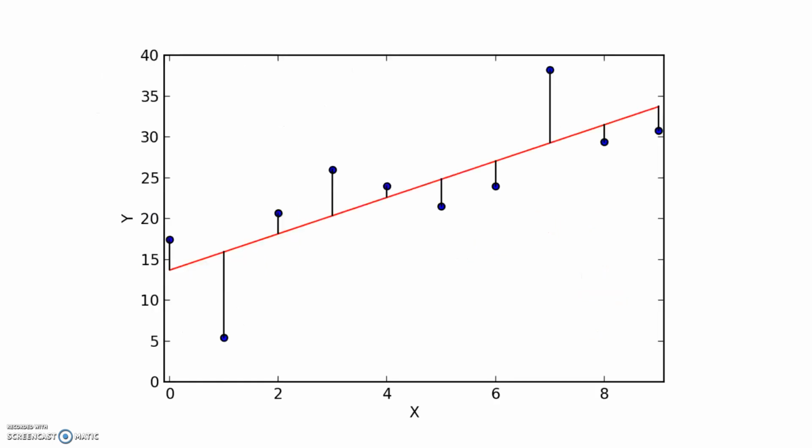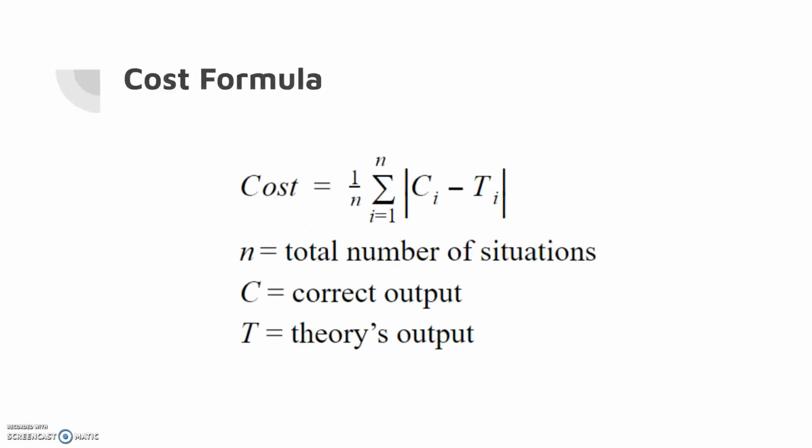Let us borrow the machine learning concept of cost to tackle our problem. The x-axis represents all possible inputs, and the y-axis represents all possible outputs. The height of the blue dots represent the correct outputs for a certain input, while the red line represents the outputs of a certain theory for certain inputs. The length of the black lines represent how inaccurate the theory is, and the average length of the black lines is the cost. The cost can be written mathematically as this concise formula.